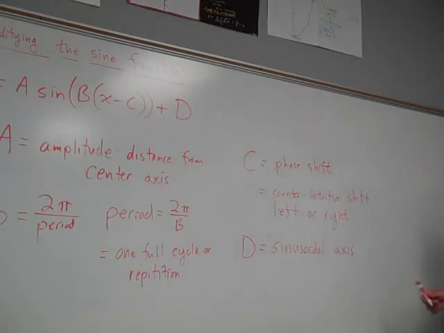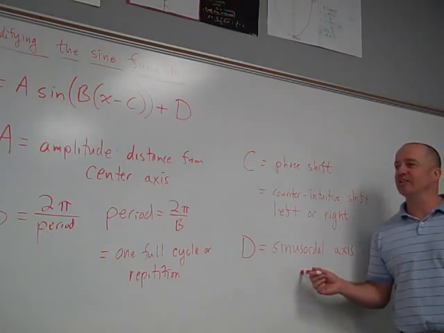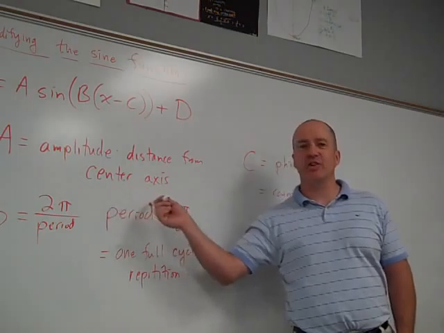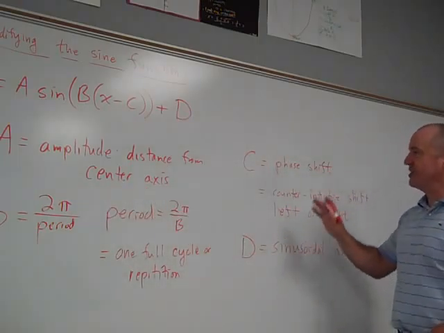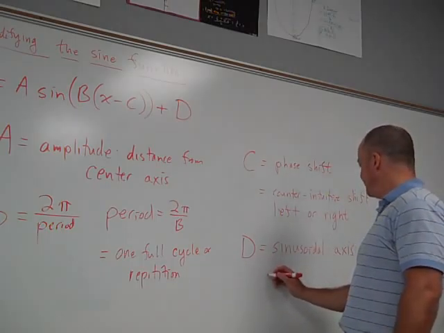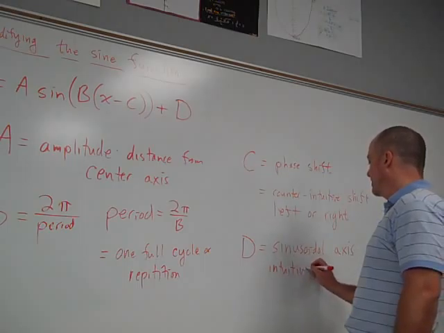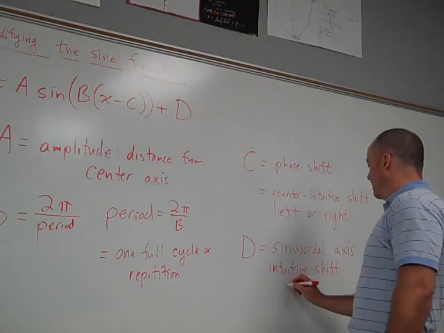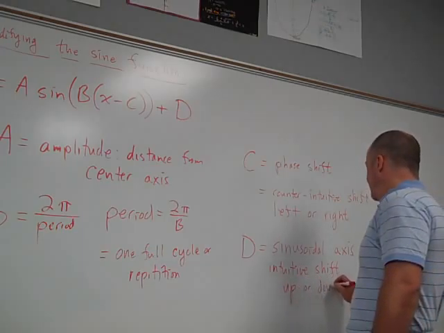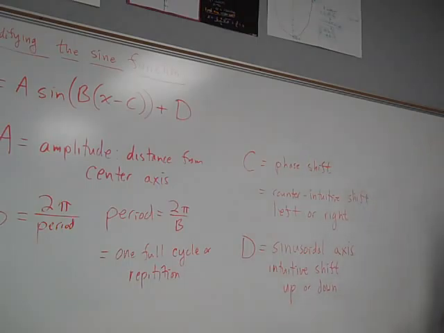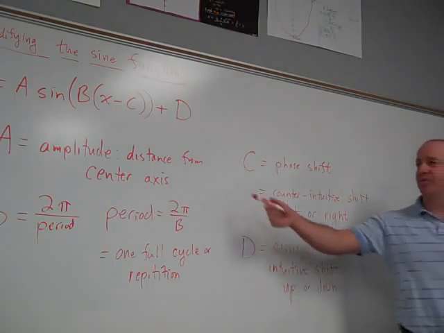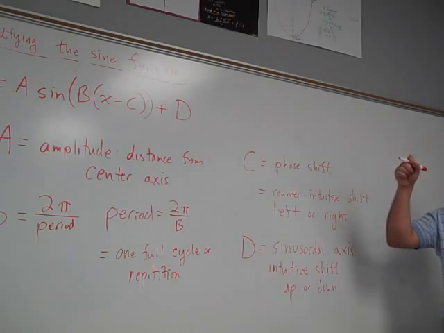Okay, D is the sinusoidal axis. Sinusoidal axis is basically your center axis. It's the line down the middle. So what the number D works out to is an intuitive shift up or down, and what it moves is the center line. It actually physically picks up the wave and moves it up or down. This is not to be confused with A, which stretches it like silly putty.